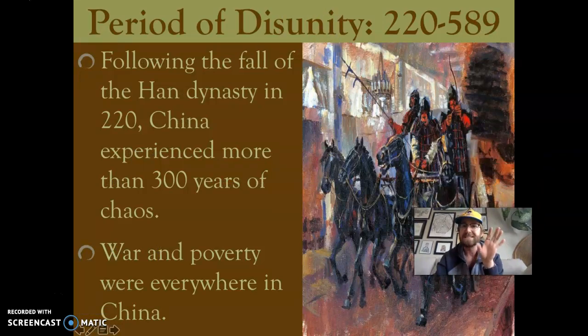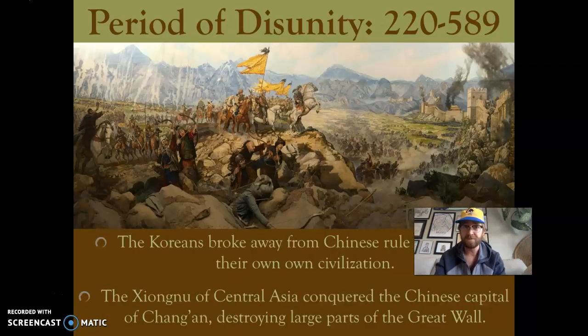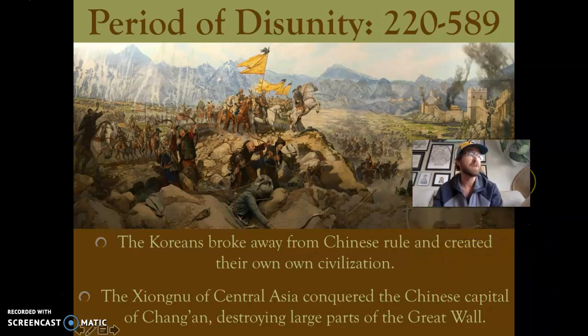Before the Sui Dynasty existed, there was this period called the Period of Disunity. The Period of Disunity happened when the Han Dynasty, a really early dynasty, fell apart. Then, for 300 years, China experienced chaos. There was war, there was poverty. Things were not going very good in China. In fact, things were going so poorly that they were losing territory like crazy.